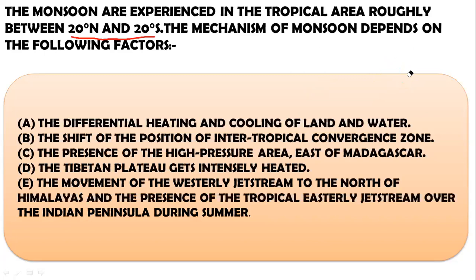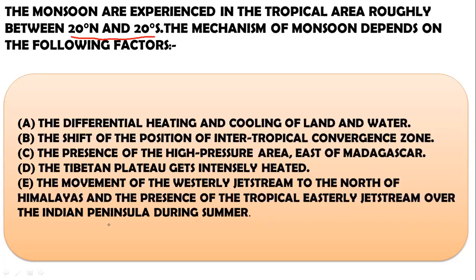Now the monsoon depends on the following five factors: the differential heating and cooling of land and water, the shift of position of ITCZ, the presence of the high pressure area at east of Madagascar, the Tibetan plateau gets intensely heated. Further, the movement of westerly jet stream to the north of Himalayas and the presence of easterly jet stream over the Indian peninsula during summer. Now, these concepts might sound alien to you right now, but we will study each and every detail of this topic in the further upcoming slides.